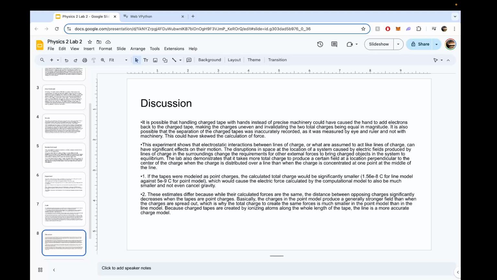It is 1.56 times 10 to the negative 8 coulombs for the line model, and 5 times 10 to the negative 9 coulombs for the point model, which would cause the electric force calculated by the computational model to also be much smaller and not even cancel gravity. These estimates differ because, while their calculated forces are the same, the distance between opposing charges significantly decreases when the tapes are point charges. Basically, the charges in the point model produce a generally stronger field than when the charges are spread out, which is why the total charge to create the same forces is smaller in the point model than the line model.